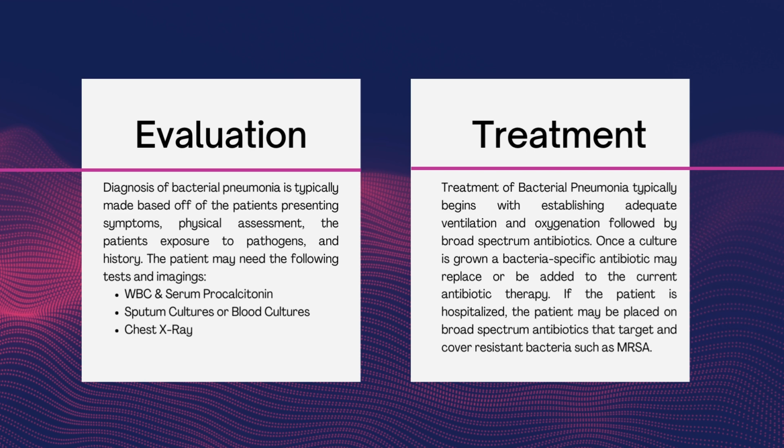So, how do we evaluate and how do we treat bacterial pneumonia? Starting with evaluation, diagnosis of bacterial pneumonia is typically made based off the patient's presenting symptoms, physical assessment, the patient's exposure to pathogens, and the patient's history. The patient may need the following tests and imaging. For starters, a white blood count will need to be drawn.